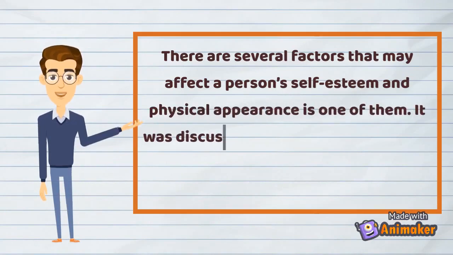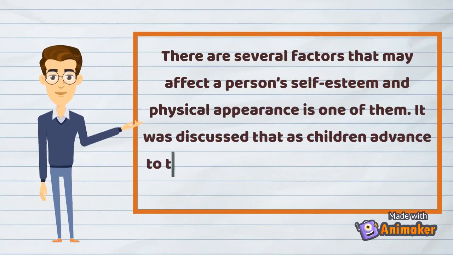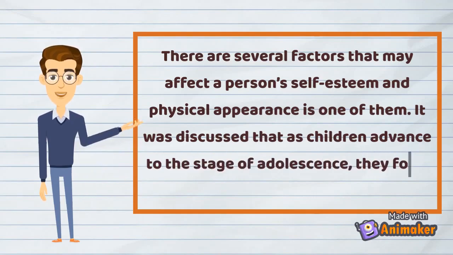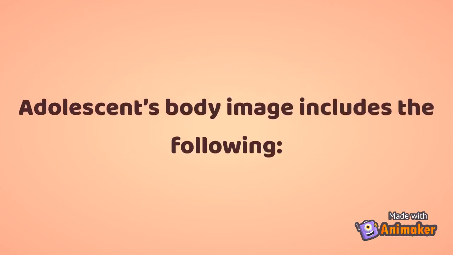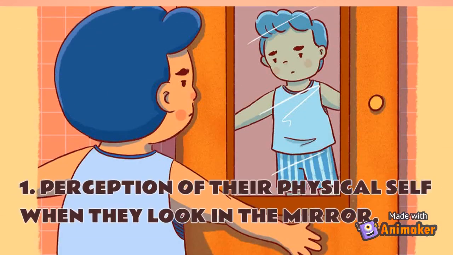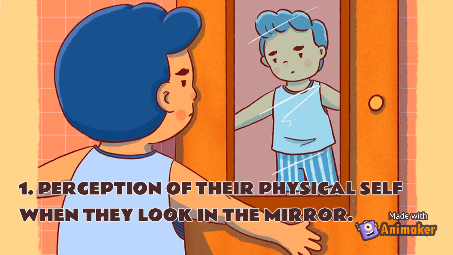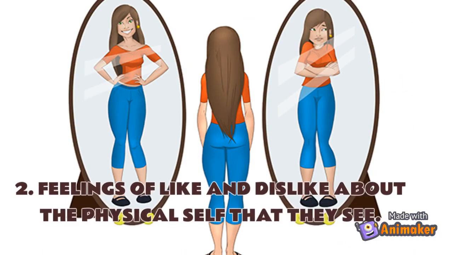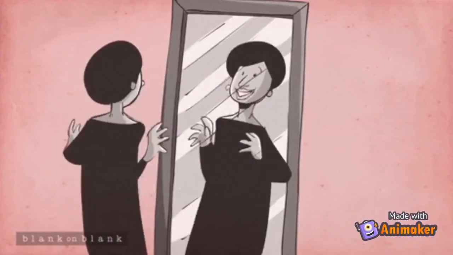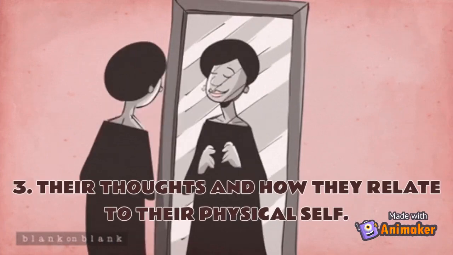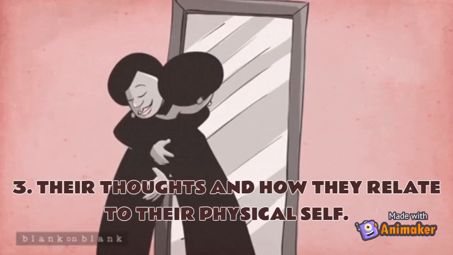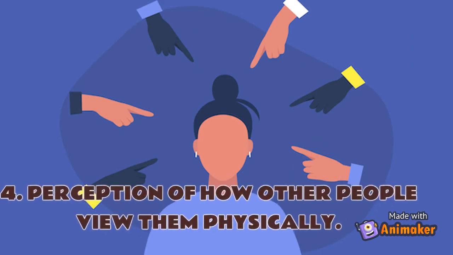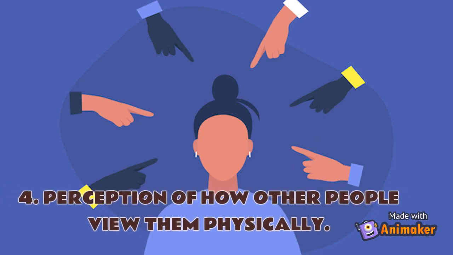It was discussed that as children advance to the stage of adolescence, they form body image. Adolescents' body image includes the following. First, perception of their physical self when they look in the mirror. Second, feelings of like and dislike about the physical self that they see. Third, their thoughts and how they relate to others their physical self. Fourth, perception of how other people view them physically.